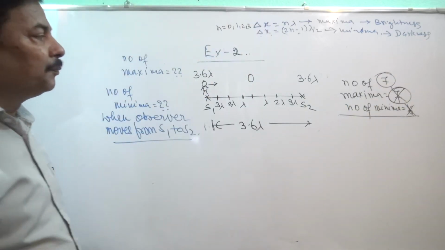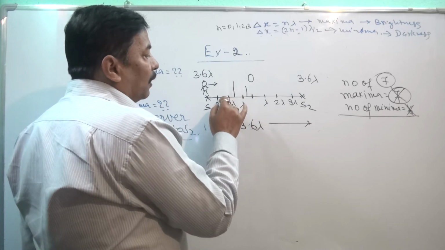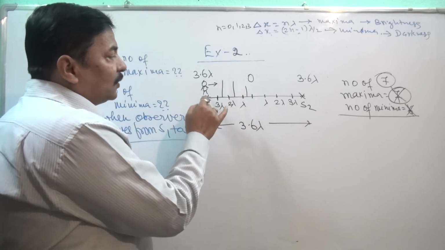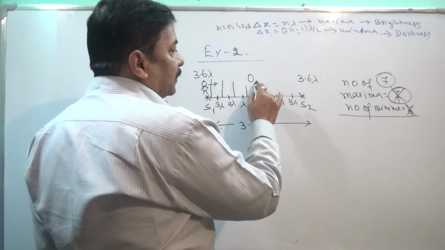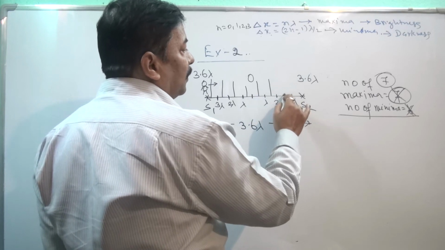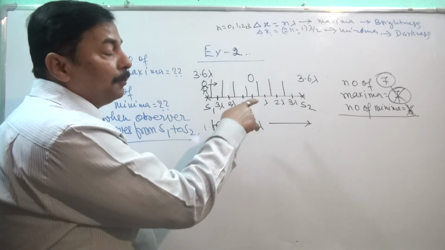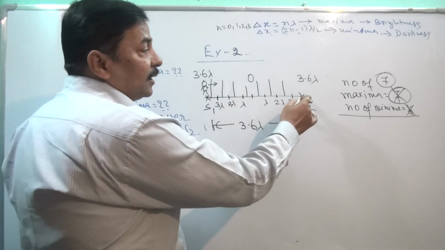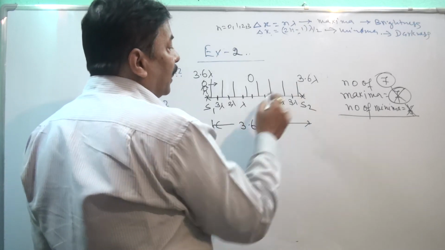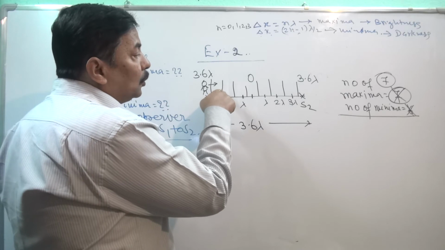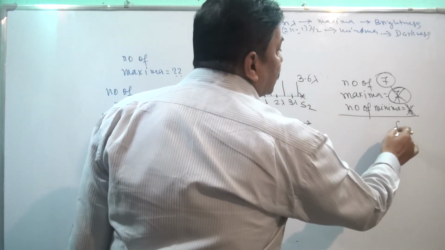What about minima? One minima we will get here, one minima here, one minima here, and here it is 3.6, so 3.5 is again one minima. Here 3.5 is included. In the previous example 3.5 was excluded because this distance was 3.2. But here we can include the 3.5 and we will be getting it here. So what is the number of minima? 1, 2, 3, 4, 5, 6, 7, 8. We are getting the minima as 8.